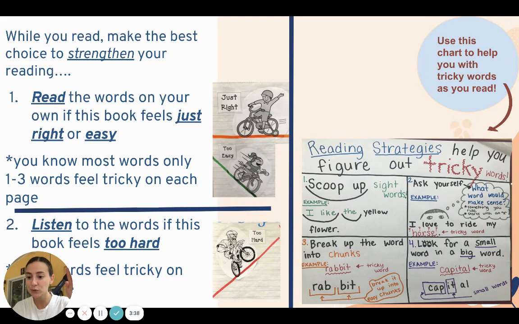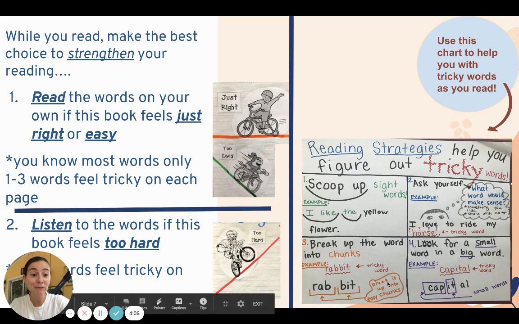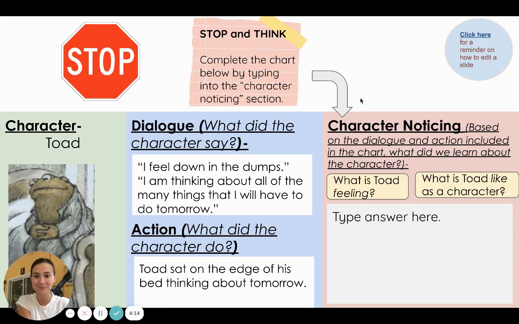So remember, as you are beginning to read the story, just look through the first couple pages and think, does this book feel just right or easy for you? Like only one or three words feel tricky? If that's the case, then you read the words on your own. If most of the words feel tricky, then you can listen to the story by clicking present mode at the top there, and then I will read the story to you. Okay? And remember, if you come to a tricky word, to use those strategies. They're always there to help you.